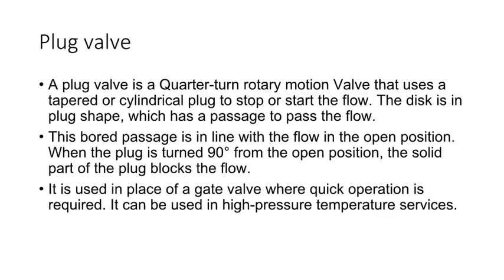A plug valve is a quarter-turn rotary motion valve that uses a tapered or cylindrical plug to stop or start the flow. The disc is in plug shape, which has a passage to pass the flow. This bored passage is in line with the flow in the open position. When the plug is turned 90 degrees from the open position, the solid part of the plug blocks the flow. It is used in place of a gate valve where quick operation is required. It can be used in high-pressure, high-temperature services.